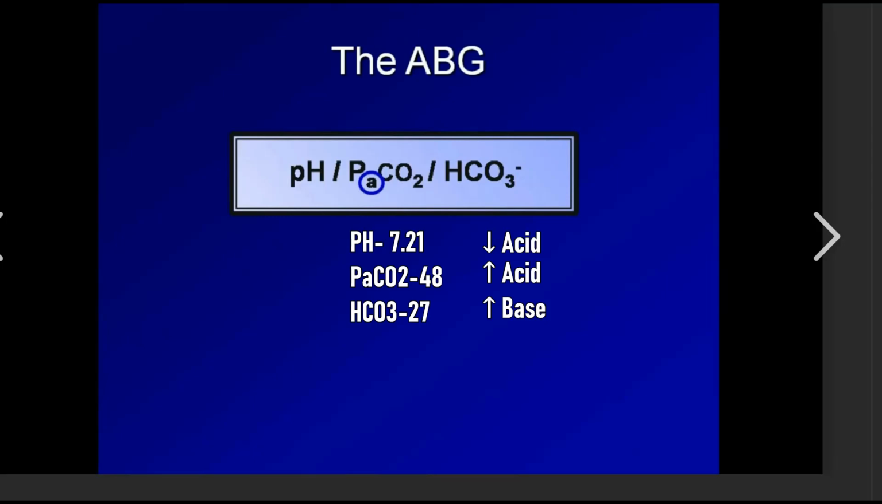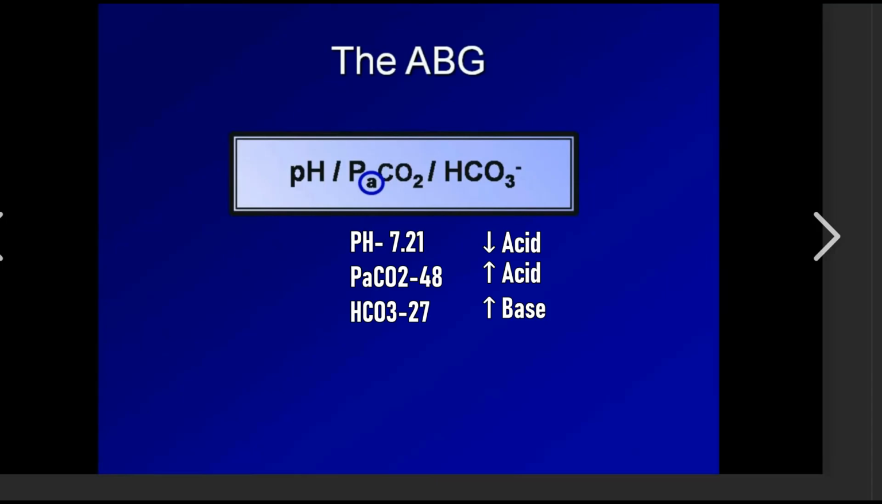Now you have to find whether this acidosis is because of respiratory or metabolic. Look at the carbon dioxide. It is high. When carbon dioxide increases, it is acid. So you got two acids, so you got the reason for acidosis. It is respiratory acidosis.